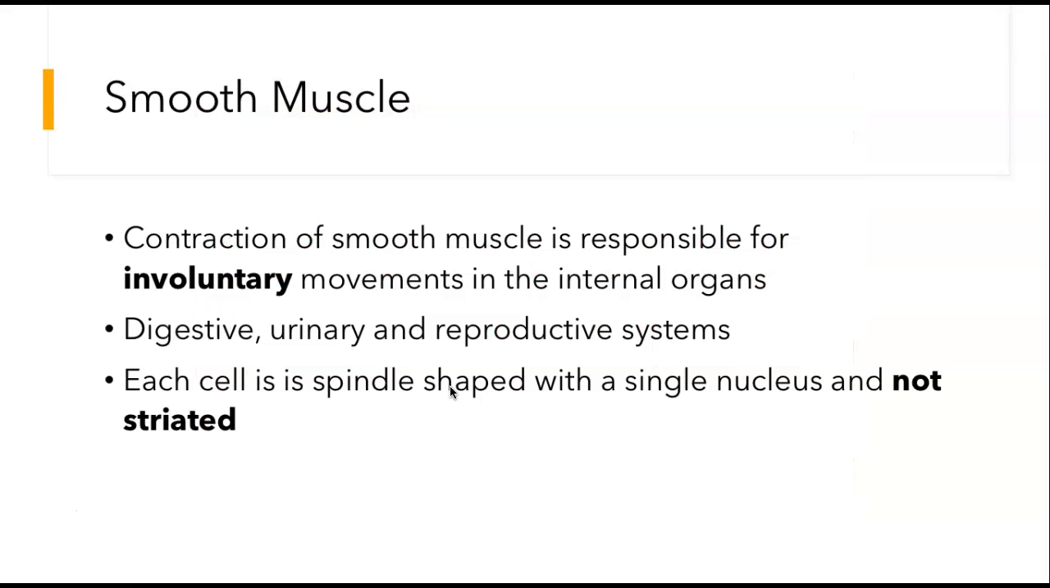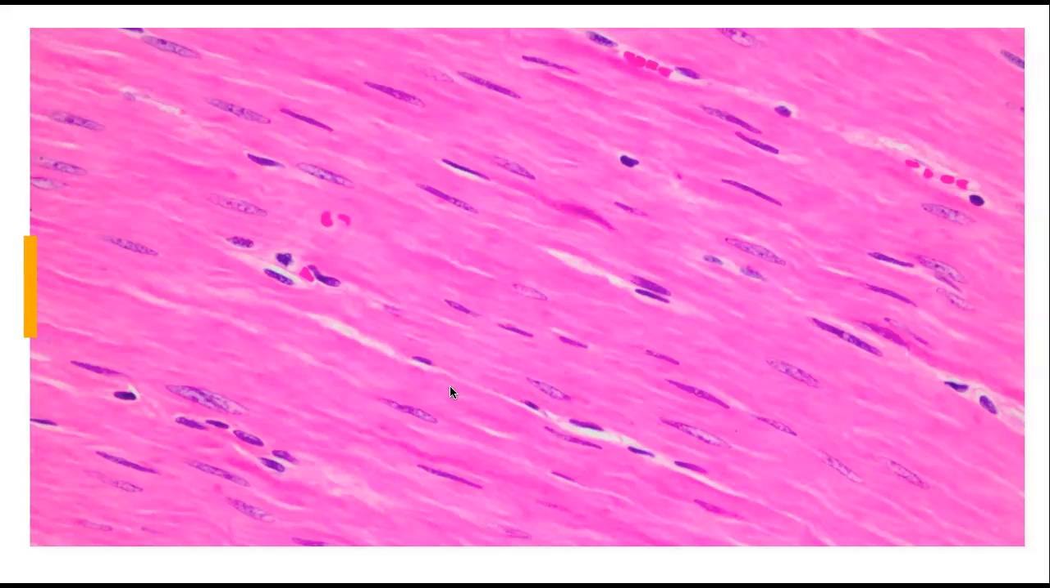Okay, the last one is smooth muscle. The contraction of smooth muscle is responsible for the involuntary movements in the internal organs, like in your digestive system, the urinary system, the reproductive systems. Each cell is spindle-shaped with a single nucleus and not striated like the name smooth muscle suggests. Let's take a look at what that looks like. So you can see no striations happening here, and this is what smooth muscle looks like under a microscope.